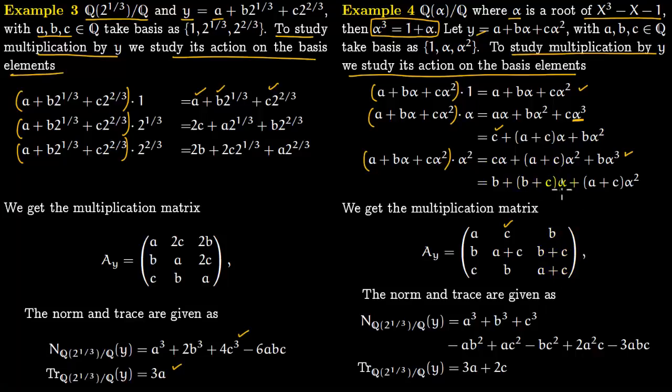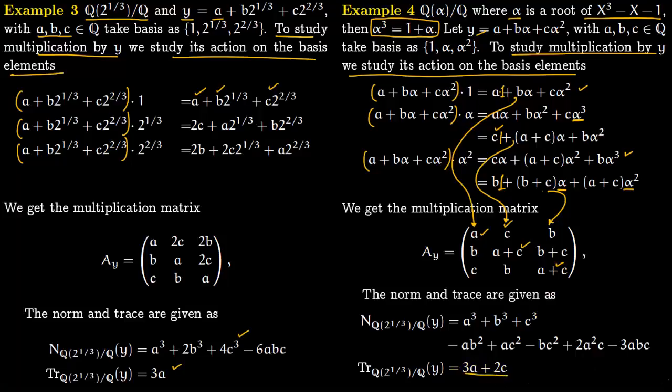So again notice we are using the basis elements. 1, alpha, alpha square, again you have the basis element here, 1, alpha, alpha square, basis element here, a times 1. So you have to use the basis elements to convert here. So this becomes this column right here, and this became this column right here, and this became this column right here. So now again compute the norm, compute the determinant of this. You get the norm, add the diagonal elements, this, this and this, you get 3a plus 2c, and that is the trace.